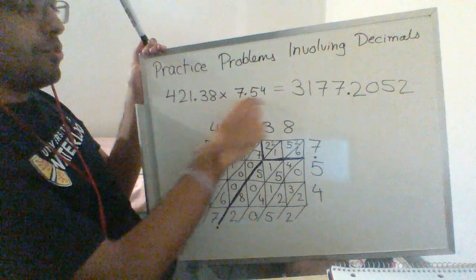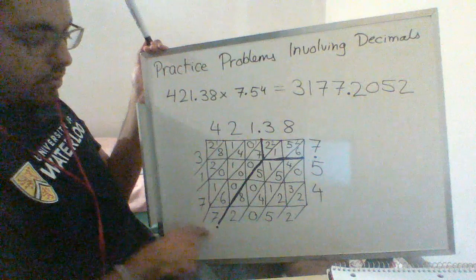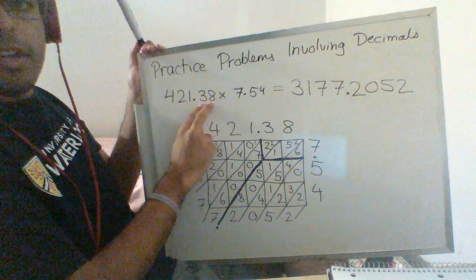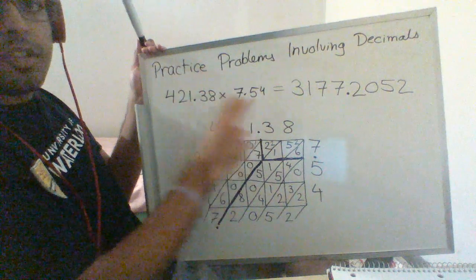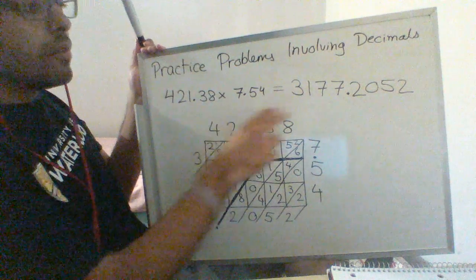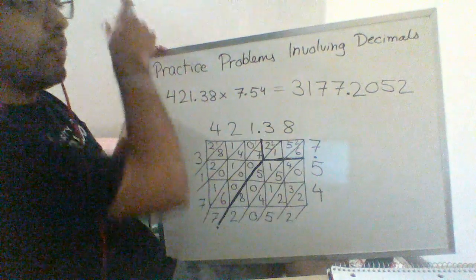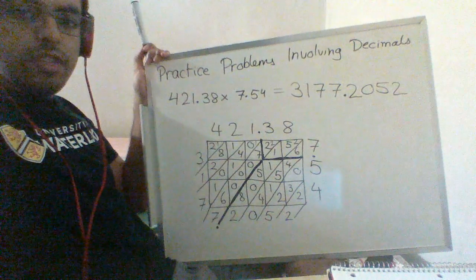You do the multiplication with the 2 numbers as though there were no decimal points, and you should get 31772052. And then you're just going to notice that from up here, you have 2 digits after the decimal point. Over here, you have 2 digits after the decimal point. So in total, that's 4. So we should make sure that we have 4 digits after the decimal point in our final answer. So that's the first of these 3 problems.